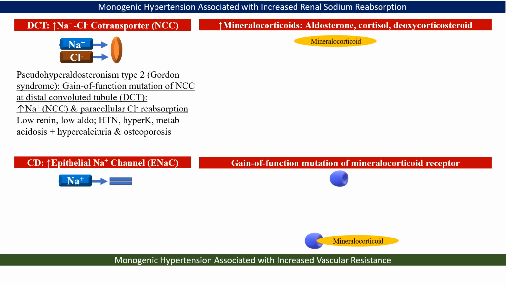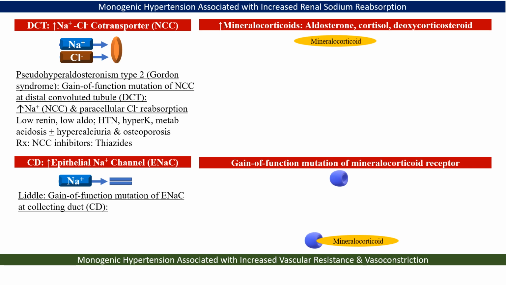Clinically, these patients will have hypertension, hyperkalemia, metabolic acidosis, and in some cases, hypercalciuria and osteoporosis. Pseudohyperaldosteronism type 2 or Gordon syndrome may be treated with direct NCC inhibitors, thiazide diuretics.